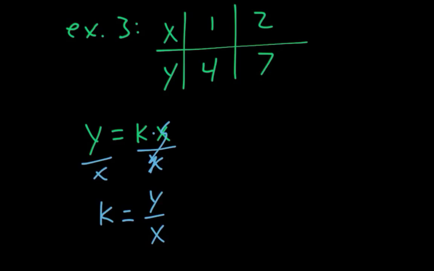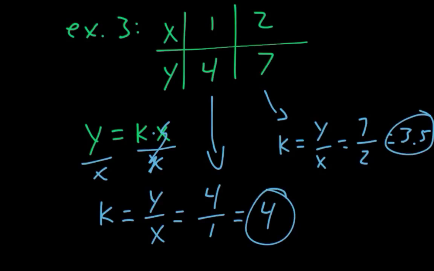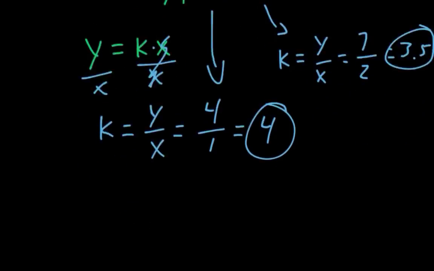So I could take my first point, my 1, 4, and say, okay, y is 4 when x is 1. K then has to be a 4. So for this first point, my k value is 4. How about my second point? The k value should be the same for this one. So k is going to be y divided by x. 7 divided by 2 is 3.5. So I have k being 4 for my first point, k being 3.5 for my second point. Direct variation? No. So not direct variation.